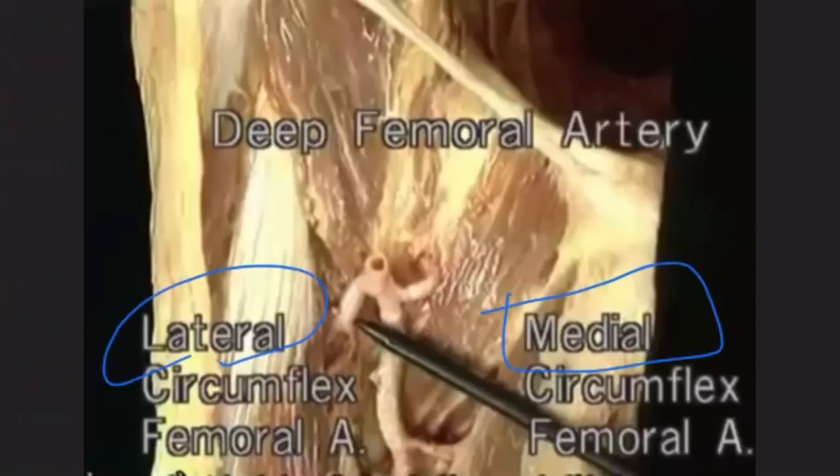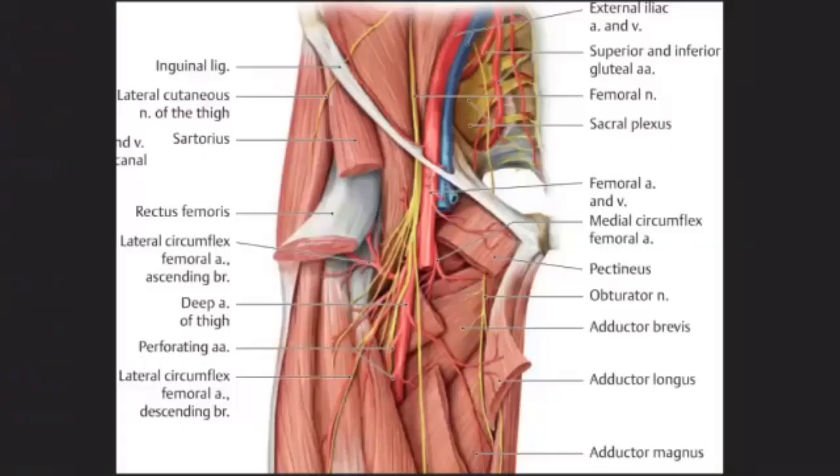Medial and lateral circumflex artery. This is medial, this one is lateral. You see, medial circumflex, lateral circumflex, right? This one is lateral circumflex, this one is medial circumflex. This is the profunda femoris. This is cut end of femoral artery.